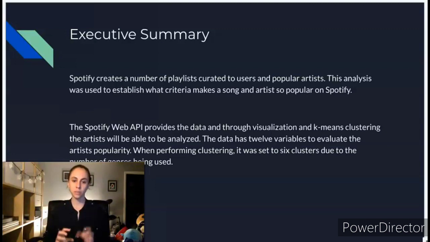The data has specifically 12 variables that the case study had to make up and understand. These variables evaluate how the artist's popularity ranges. When we were performing the clustering, there were 6 specific clusters, and each cluster counts for each genre. We're going to go over the variables and the genres in a little bit.